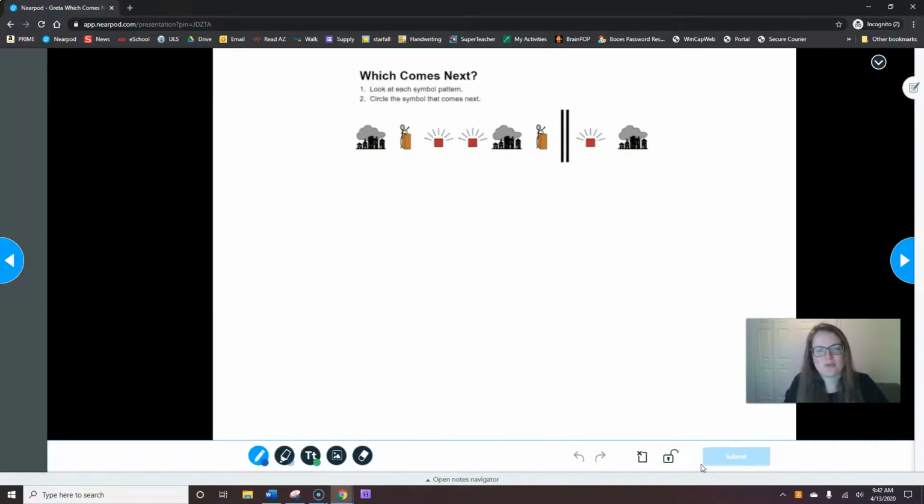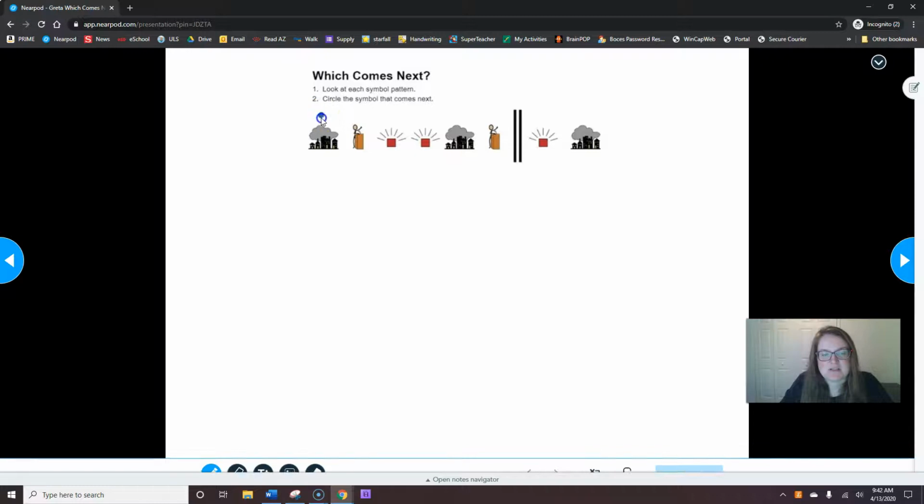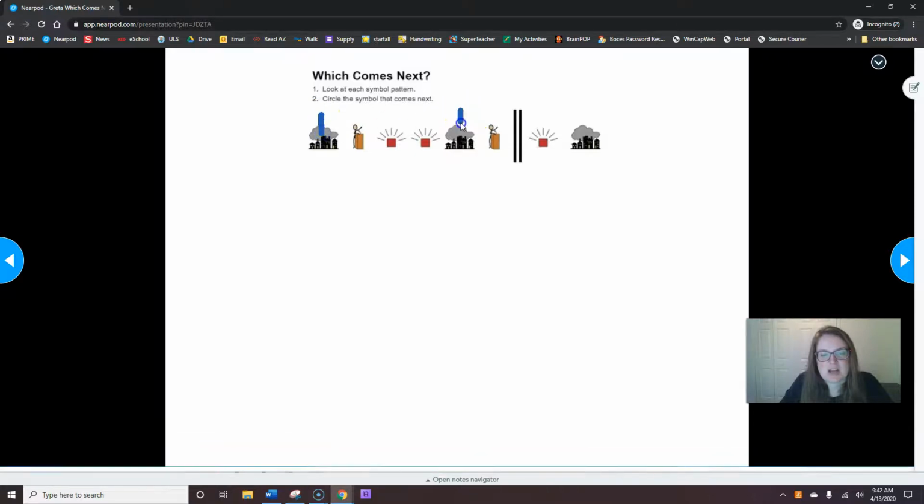I think we have one more pattern. Okay. So this looks like pollution in the picture. Okay, pollution they think is one thing that causes climate change. So let's label all the pollution number 1.